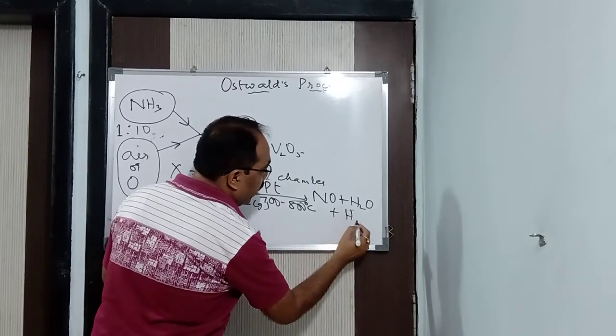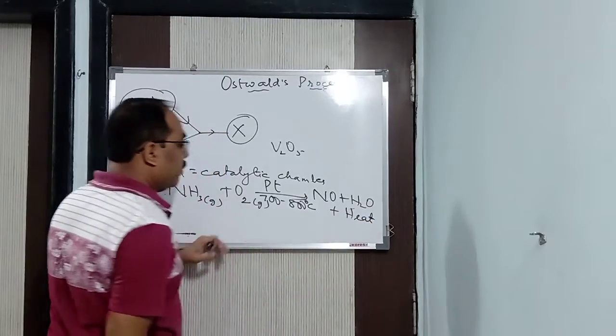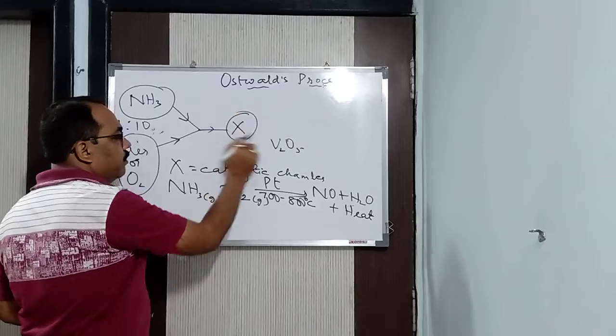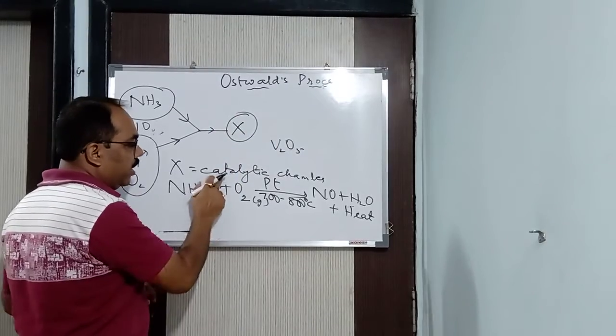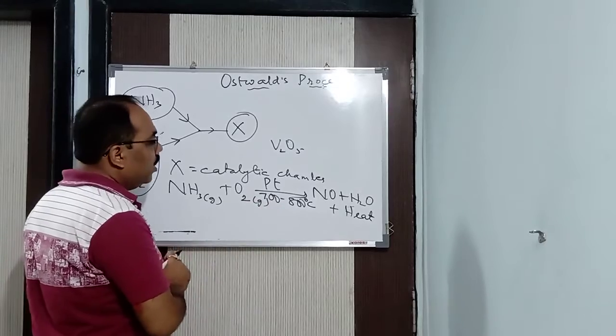If you don't understand, I am writing it here: heat. The heat is liberated. That means it is an exothermic reaction. And this temperature is maintained electrically in the particular tower. In the catalytic chamber it is maintained electrically.